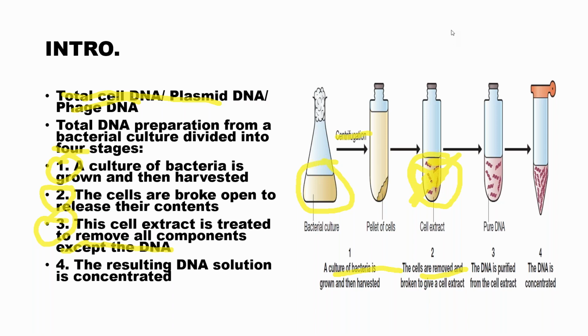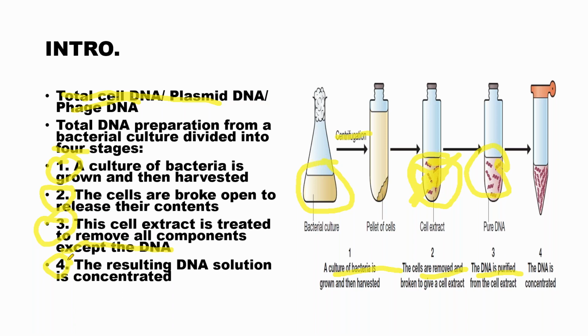Fine. So in the third step, the cell extract is treated with some chemicals or some enzymes, we don't know now, to remove all components except the DNA. That means after this treatment, in the third step, we will have only pure DNA. Clear? Proteins are gone, RNA is gone, all other cell debris is gone. You will have only DNA. The DNA is purified from the cell extract. Then, fourth and the final step, the resulting DNA solution is concentrated.